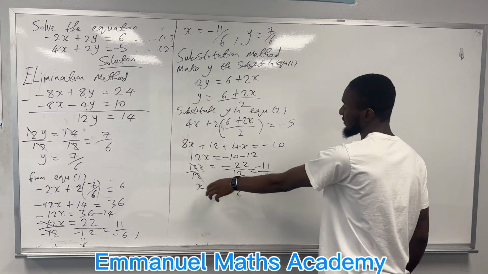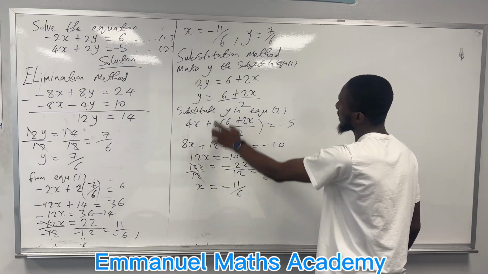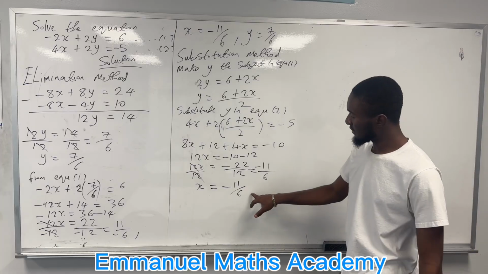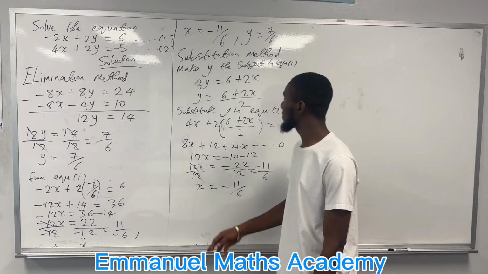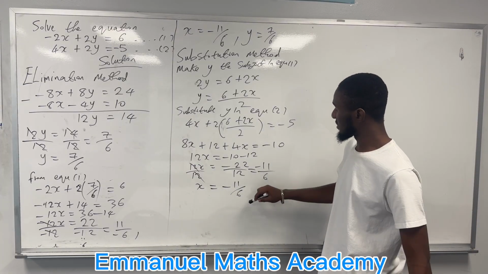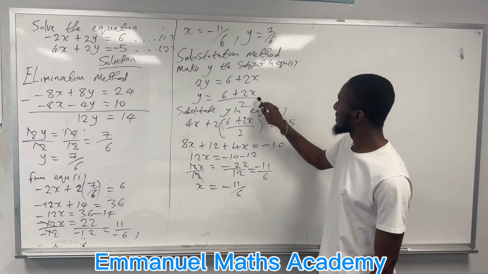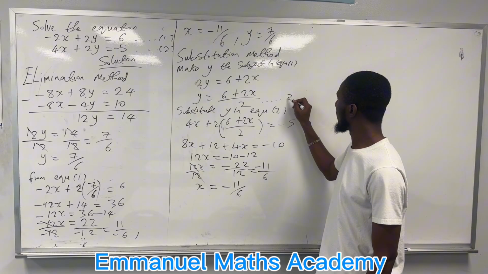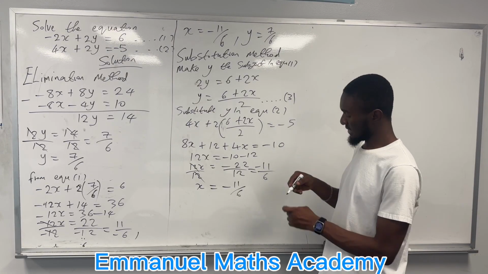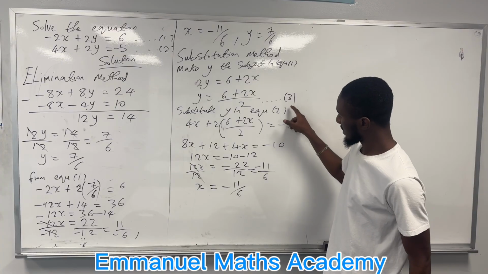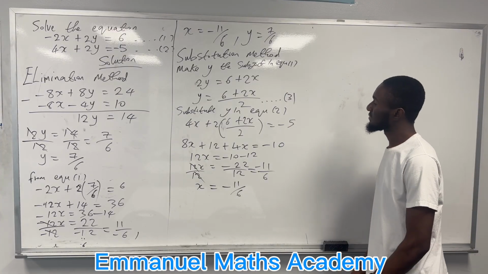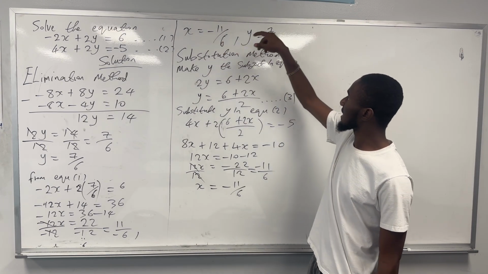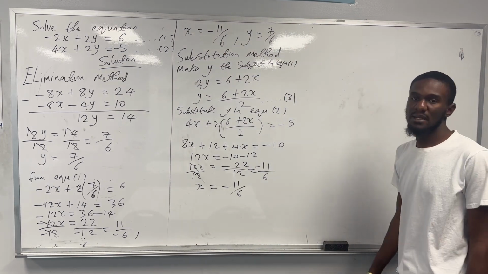Minus 11 over 6. Let's check for y. So to get y using this method, since we have that x is equal to minus 11 over 6, the same thing that we got here, you only need to substitute the value of x in this equation, which you can call equation 3. If you substitute the value of x here, you still get the same thing. Hence the value of x is minus 11 over 6 and y is 7 over 6. As simple as that.